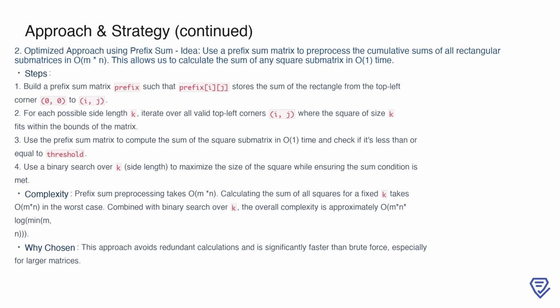Using the prefix sum matrix, we can compute the sum of any square submatrix in O(1) time. To further optimize, we employ binary search over the side length k to find the largest possible square that satisfies the sum condition. This approach has a pre-processing complexity of O(m*n) for the prefix sum matrix, and finding the maximum side length involves O(m*n*log min(m, n)). Its efficiency and simplicity make this method a strong candidate for solving the problem.